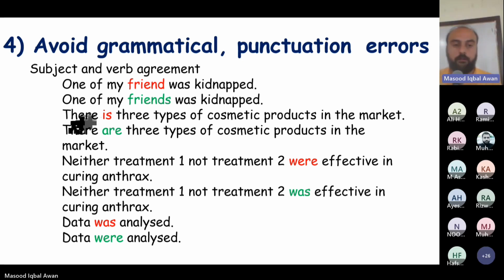And often as non-native speakers, our sentences don't have agreement between subject and verb. For example, often we write one of my friend was kidnapped. Actually, it is one of my friends was kidnapped. There is 3 types of cosmetic products in the market. Actually, there are 3 types. Neither treatment 1 nor treatment 2 was effective. Often we write data was analyzed. Data is plural, datum is singular.